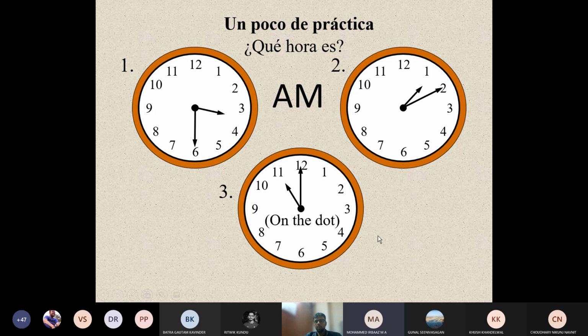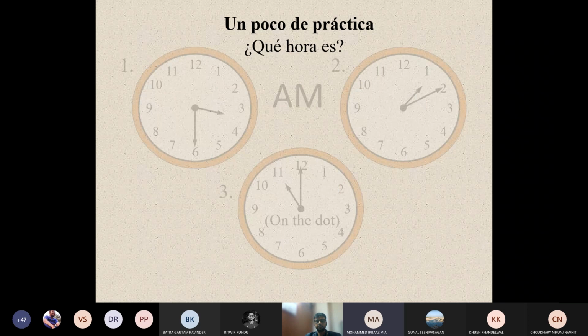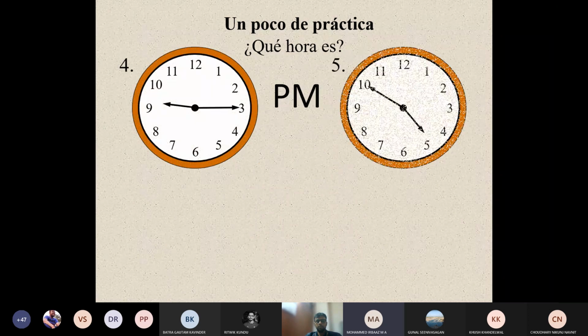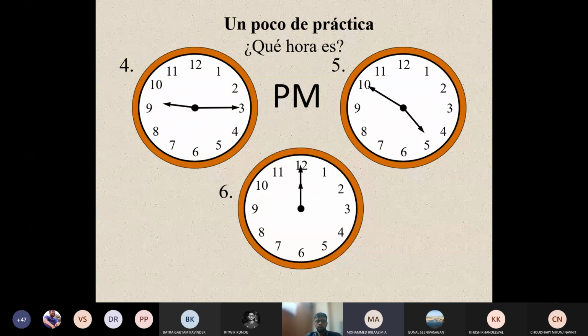Okay, so if these three are done, then I'm showing you the next three. They're all, again, three are there, but with PM.